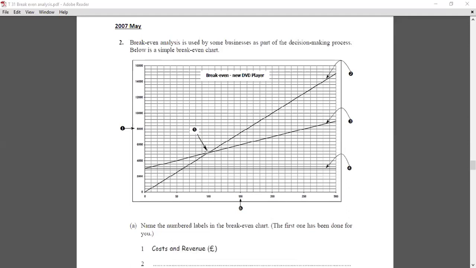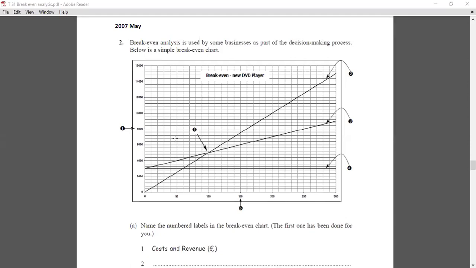Number five. What is this called? Intersection point. Total cost and total revenue intersect here. What is this point called? Yes, this is the break-even answer. Chat line answers are correct. Break-even point. Yes, we said that it is the intersection point of the total revenue and total cost. The intersection point is the break-even point.